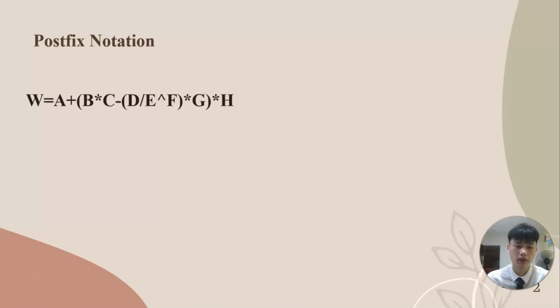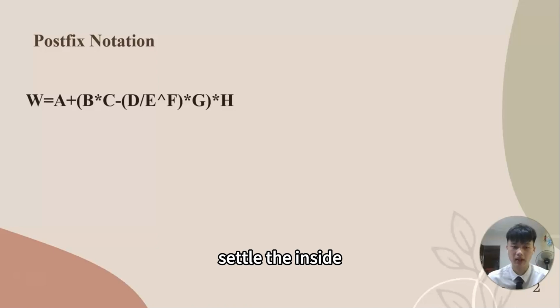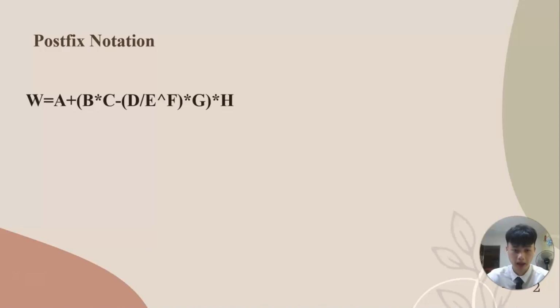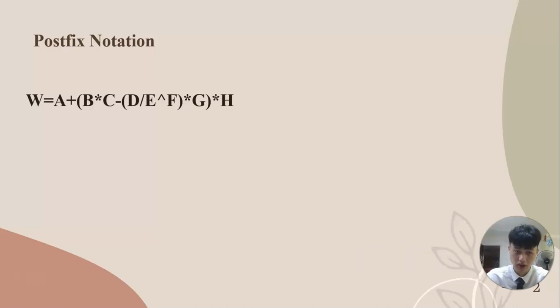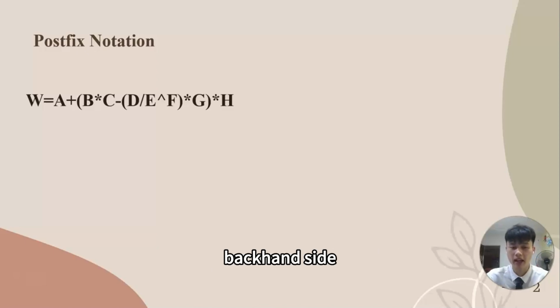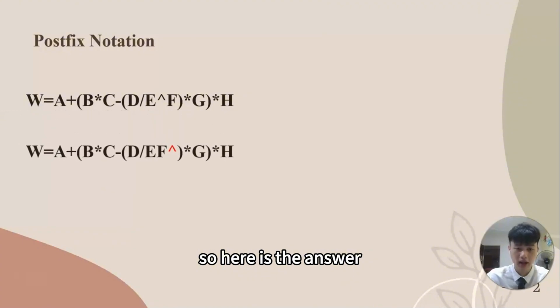In the postfix notation we must settle the inside bracket first. So we must do D divide E and exponent F, and the exponent is higher precedence than the divide. So we move the exponent first to the back side. So here is the answer.